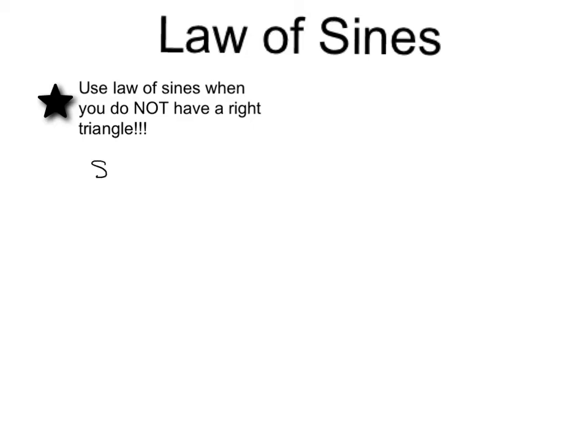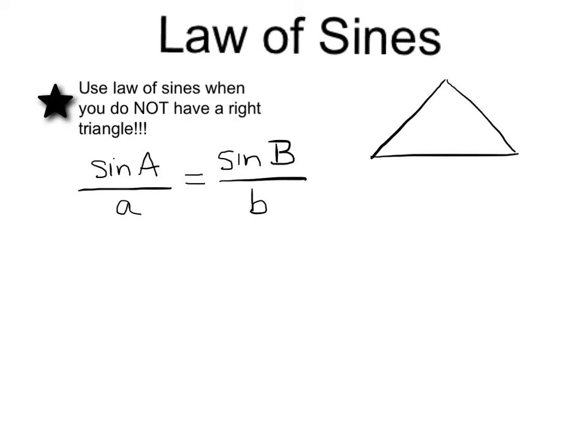sine of angle A divided by the length of side A is equal to sine of angle B divided by the length of side B. So when you're looking at any triangle that you have, if we label this angle A, angle B, angle C, and this is side A, side B, side C, then sine of angle A divided by side A is equal to sine of angle B divided by side B.